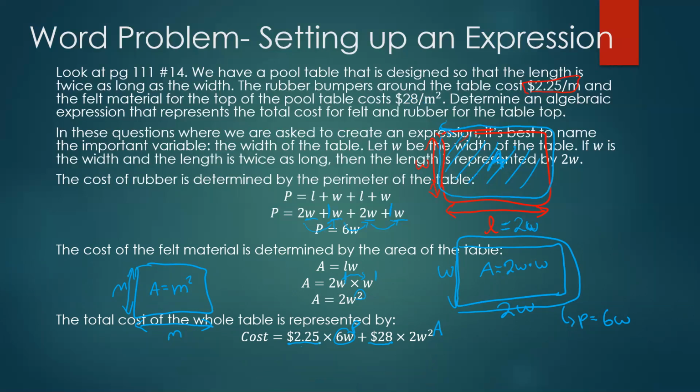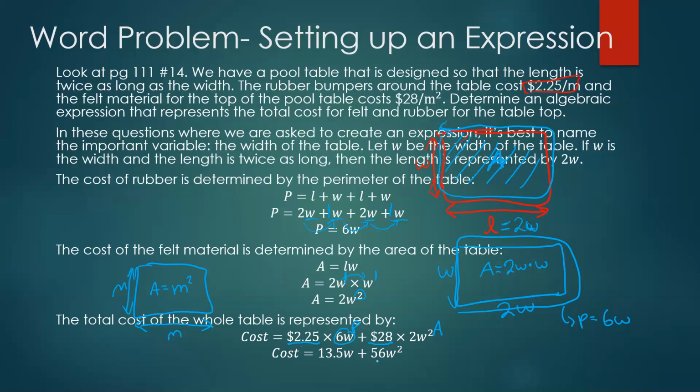So we have $2.25 multiplied by 6w. I have a number here and a number there and I'm multiplying, so I can simply multiply them together. So 2.25 times 6 is 13.5, or $13.50. So 13.5w. And of course, 28 times 2 is 56. So we write 56w squared.